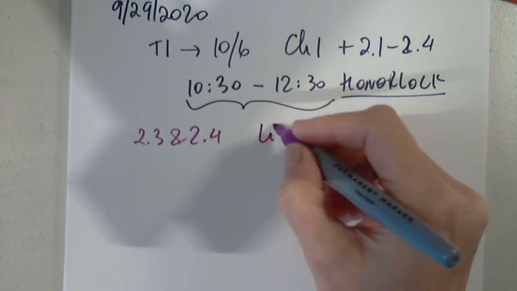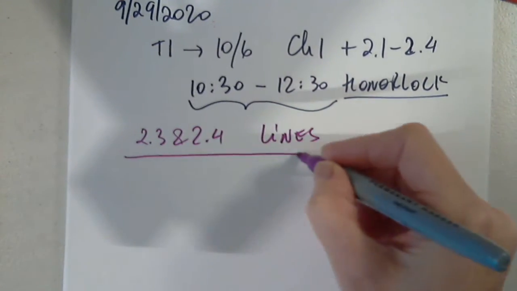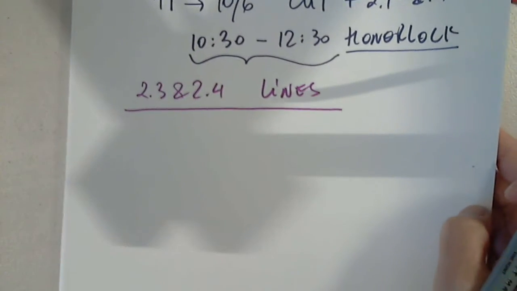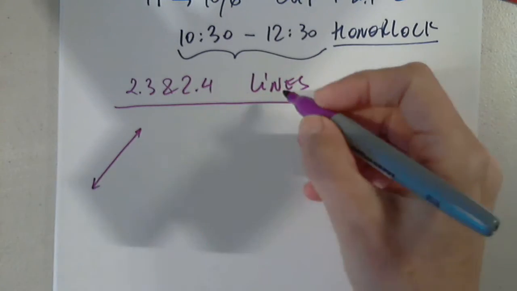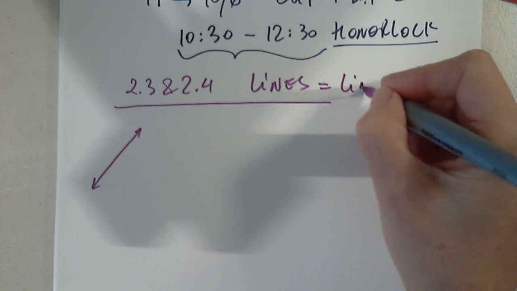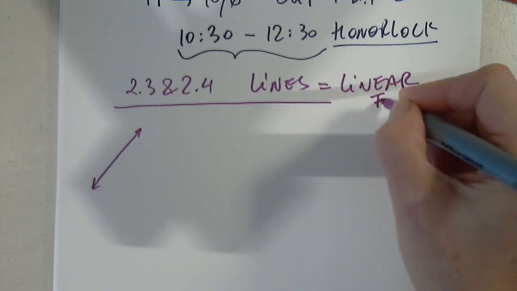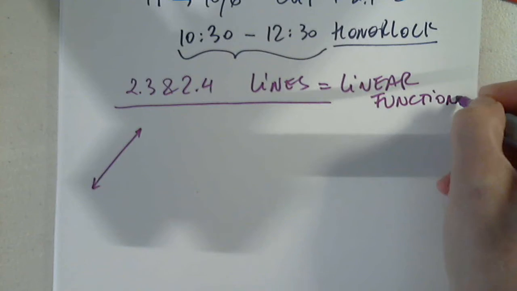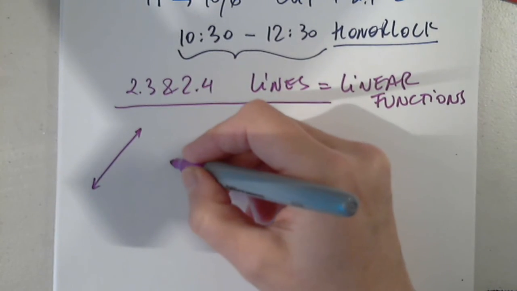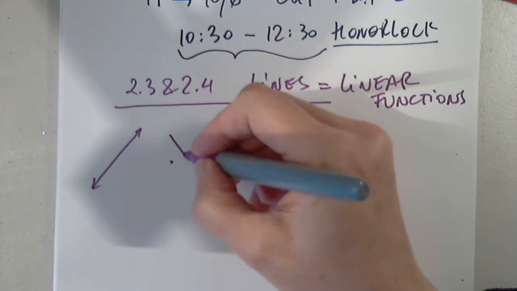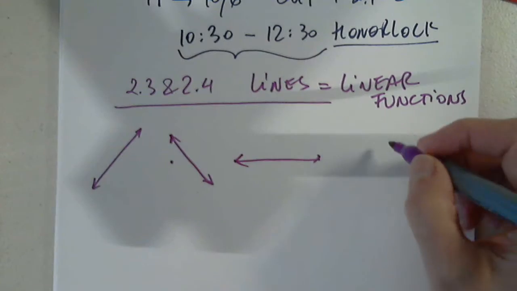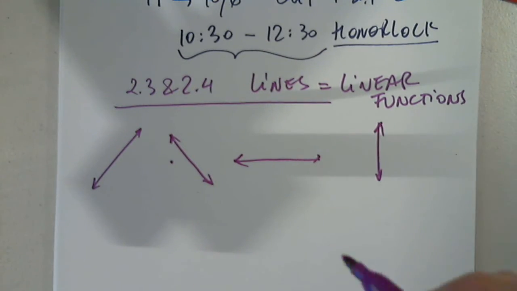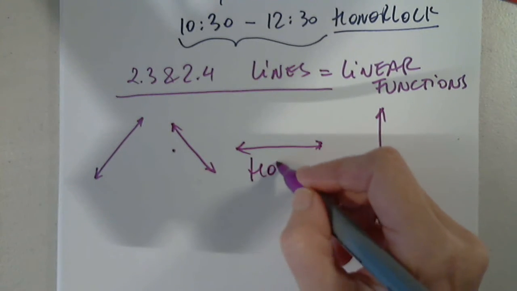4 deals with lines. Everything about lines, slopes, everything. We're going to review everything. So when we talk about lines, we really talk about linear functions. And lines can have these forms. They look like this, or like this. Obviously, this one is a horizontal line.